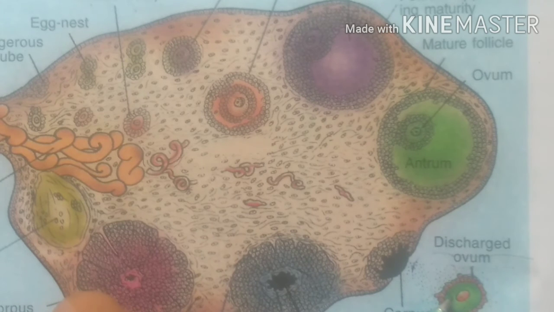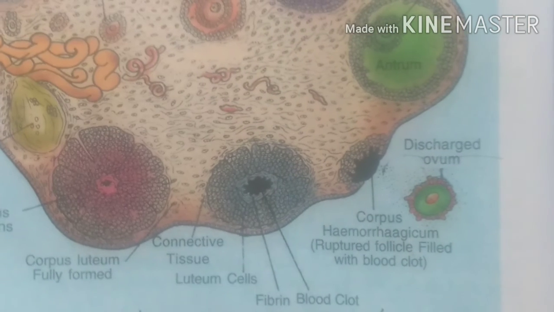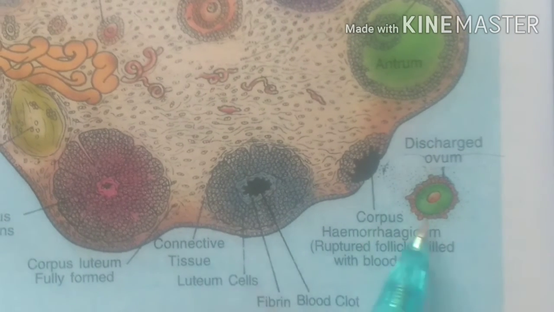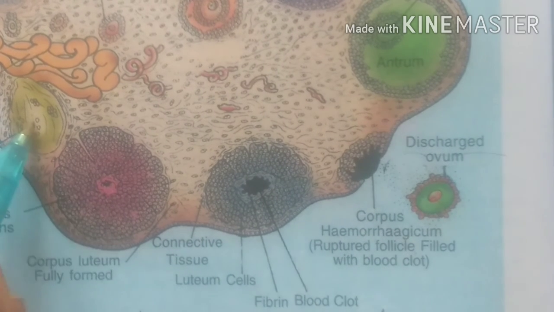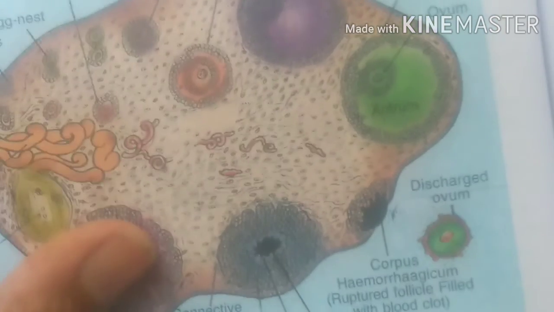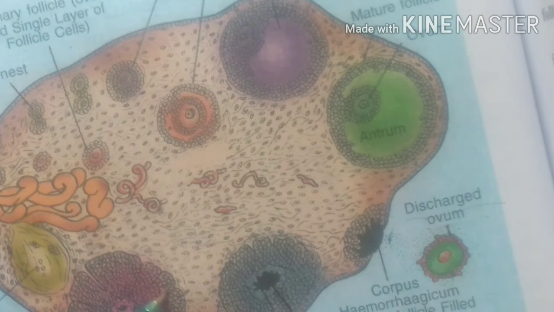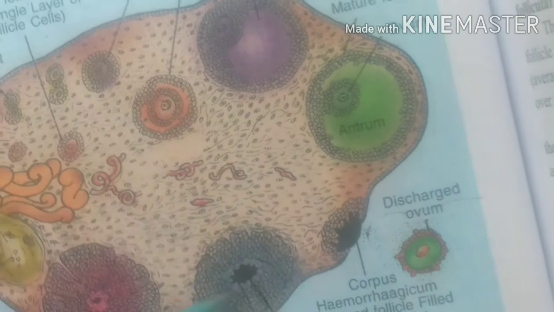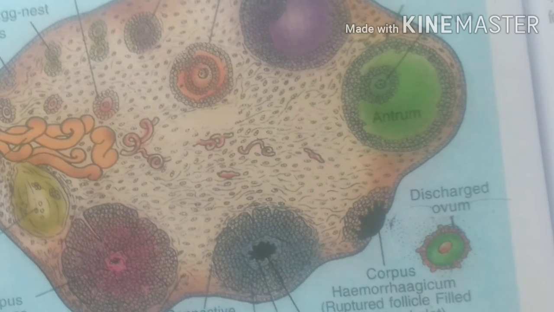In the male, millions of sperms are released at one time, but in the female, only one ovum is released in one month. In one month of the menstrual cycle, only one ovum is released, and when the corpus albicans is formed, the starting of a new follicle continues. So this is a cyclic process continuing in the female ovary from puberty to menopause.